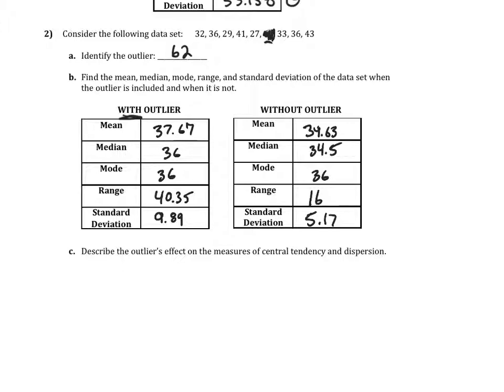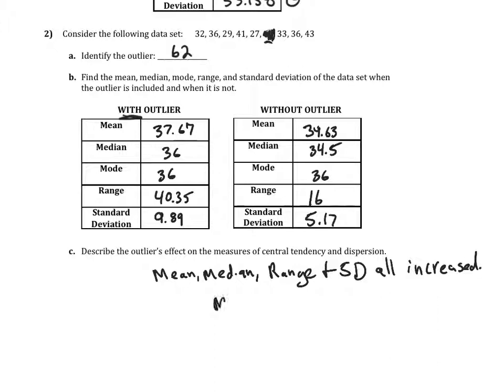So when we compare the sets of data, it says describe what happens when we go from with the outlier to without. So what's going to happen is we can see that when we add that outlier in there, all our numbers really increase. So we're going to say our mean, median, range, and standard deviation all increased. Our mode stayed the same.